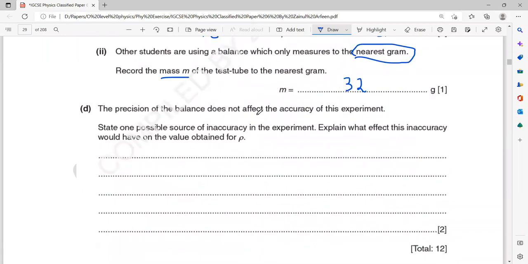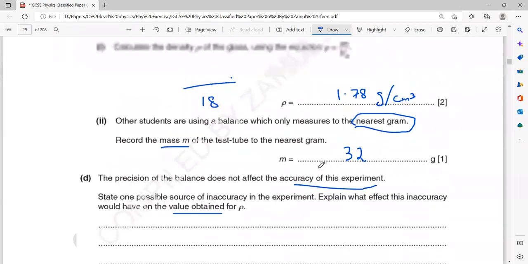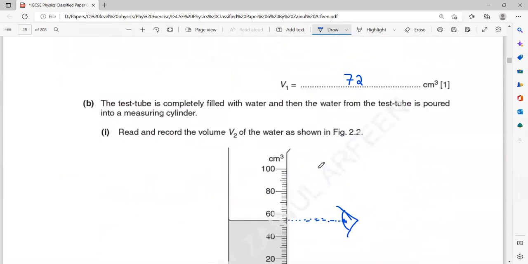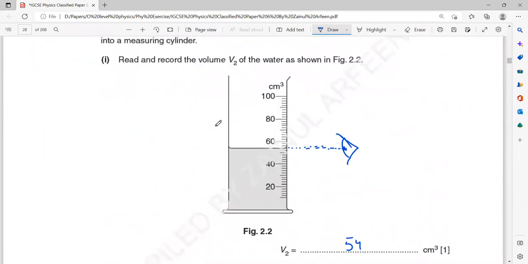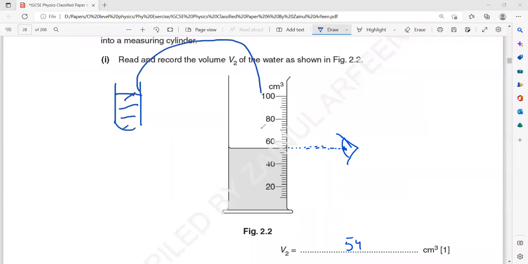The precision of the balance does not affect the accuracy of this experiment. Suggest a possible source of inaccuracy and what effect this inaccuracy will have on the density. So what we did in this experiment, what might be the inaccuracy? You can see this part. We filled the test tube with a liquid and then transferred that liquid into a measuring cylinder and read the volume of the liquid inside the test tube. This is the part which may lead to an error.